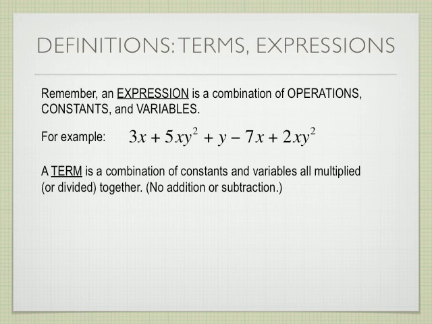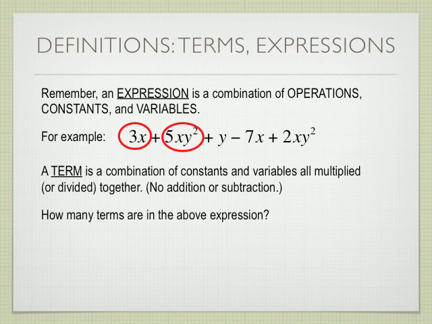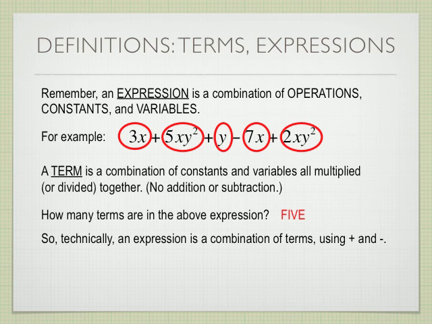A term is a combination of constants and variables that are multiplied or divided together. There's no addition or subtraction in a term. So here are my terms. 1 term, 2 terms. There's my 3rd, 4th, and 5th. So there's 5 terms. So technically, an expression is a combination of terms using addition and subtraction.